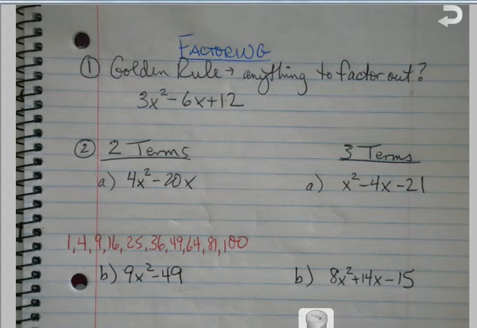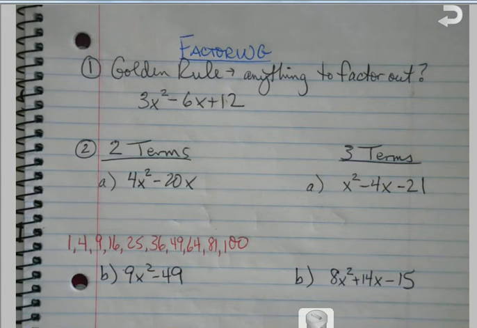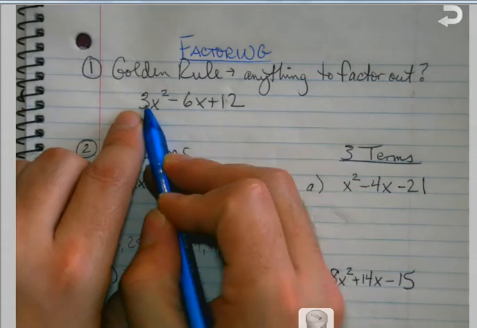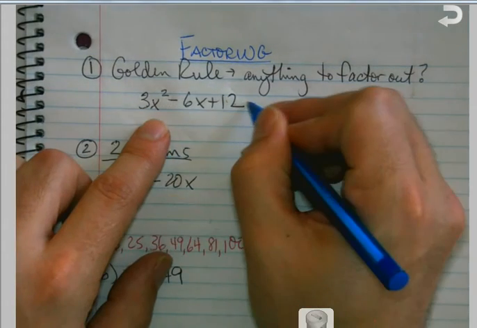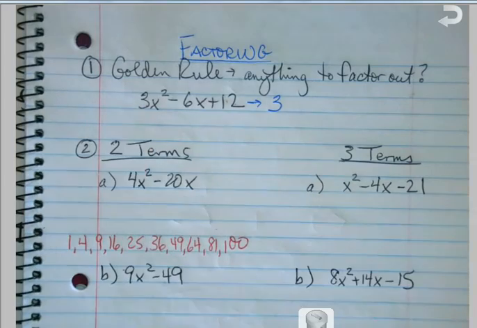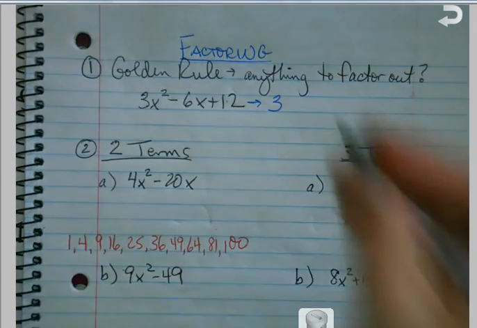So again, with factoring, if that's still getting you, remember, number one, no matter what it looks like at the start, our golden rule always takes effect, which is: is there anything to factor out? Is there anything they all have in common? And it has has to be all of my terms, whether there's 2 or whether there's 3. Now here, I notice I could divide the 3 into all of those, so I would.